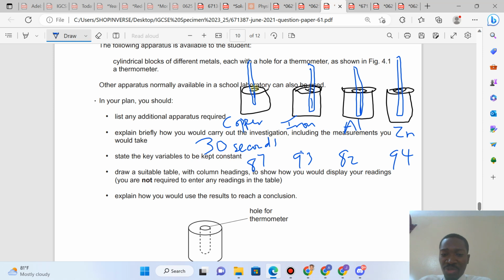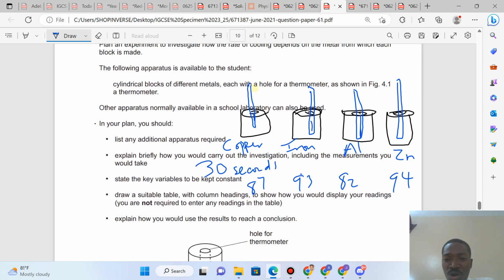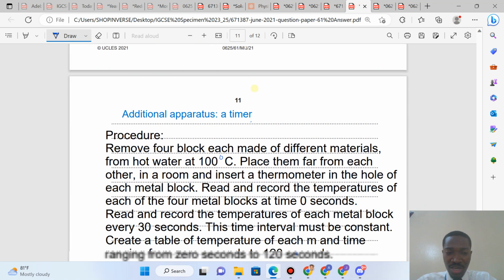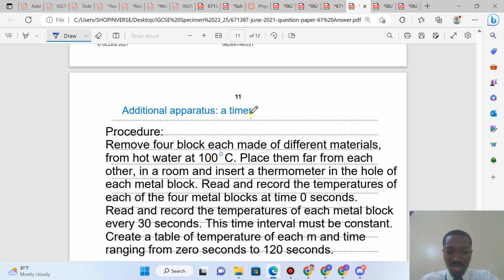So the fact that the temperature reduces by different amounts while they are all exposed to the same condition means the cooling rates of these metals are different, right? So the fact that the cooling rate is different shows that the cooling rate depends on the material, yeah, because they are all exposed to the same condition. So we have our answer here. So additional apparatus, I put timer there.